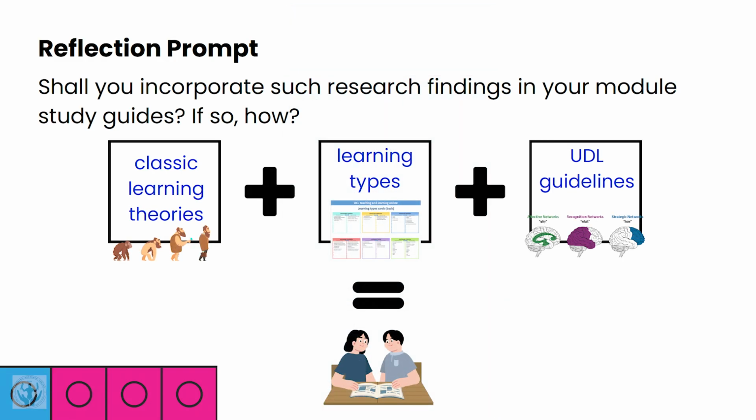First reflection prompt. Shall you incorporate everything that this research says in your study guide? The answer can actually be both yes and no. Depending on the topic and the kind of duties that you will have, do you think you will need to learn from the classic, traditional theories? Will you need to consider the learning types to ensure a healthy mix, not just all acquire, not just all produce, not just all inquiry, and so on? Do you need all of that? And do you need to meet all the conditions, because there are a lot in the UDL guidelines?